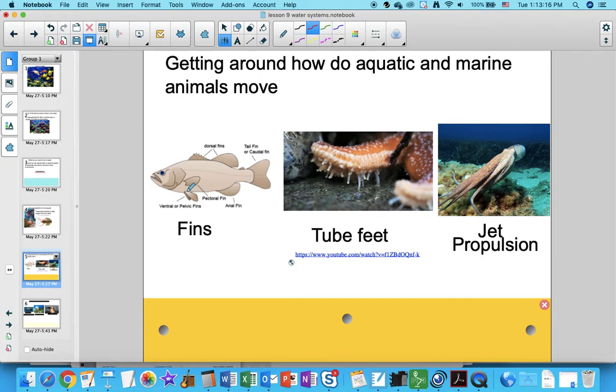right? Getting around is another important skill or adaptation that animals need. So how do aquatic and marine animals move? Well, some have things called fins. These are adaptations or structures that allow the fish to move around, right? And they can have multiple fins. Tube feet, which is what starfish and sea urchins use. They sort of use water and they pump water into the feet, pump out, and they move forward by constantly pumping out their feet. Or jet propulsion, which is what octopus use to fire jets of water out and push themselves forward.